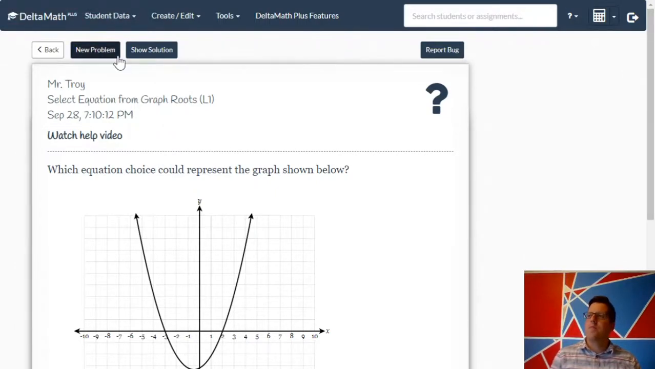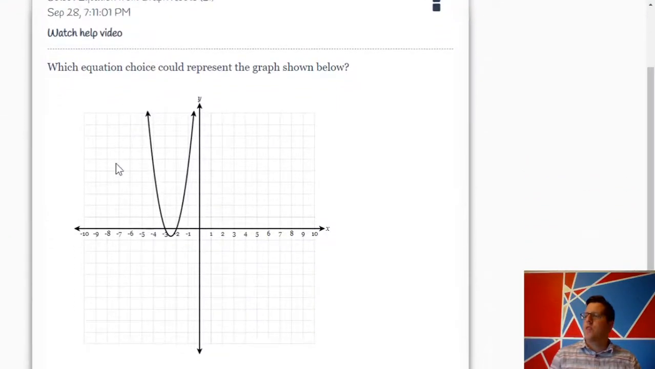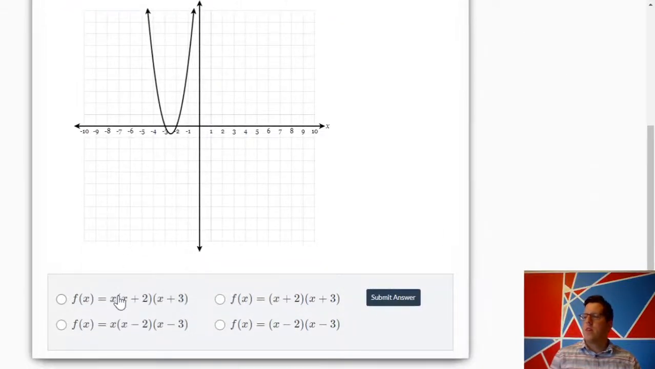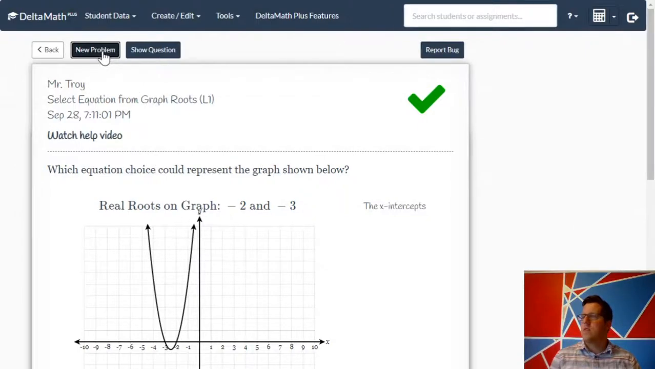All right, here we go. New problem. Okay, which equation could represent the graph below? Well, it's not going to be either of these two because they have an x in them, which would lead to me having a 0 at 0. So if I have an x plus 2, that'll give me a 0 at negative 2. And if I have an x plus 3, that'll give me a 0 at negative 3. So I'm going with this one. Yes. All right.